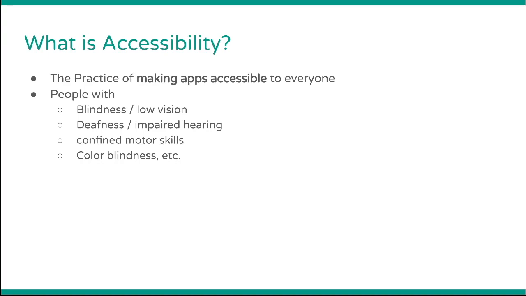Now when we say everyone, we mean people who have blindness, low vision, deafness or impaired hearing, or color blindness, or there can be any number of various disabilities, especially for differently abled people. Whenever as developers we are creating an application, we don't think a lot about those conditions, but actually we should, and that practice of thinking and creating apps which are usable by everyone is basically accessibility.